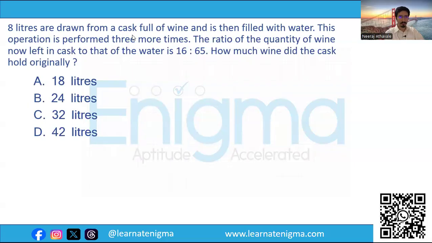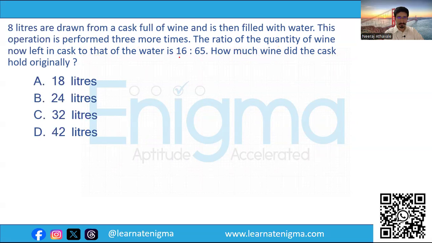8 liters are drawn from a cask full of wine and is then filled with water. This operation is performed 3 more times. The ratio of the quantity of wine now left in the cask to that of the water is 16 is to 65. How much wine did the cask hold originally?